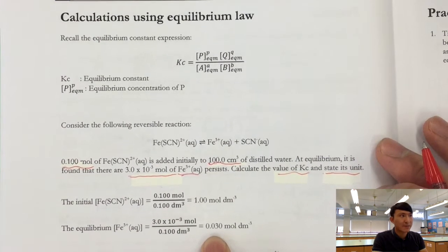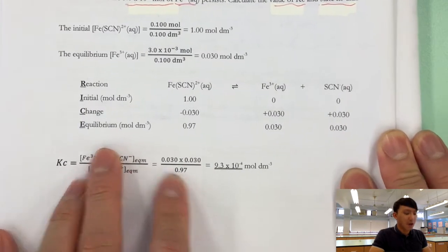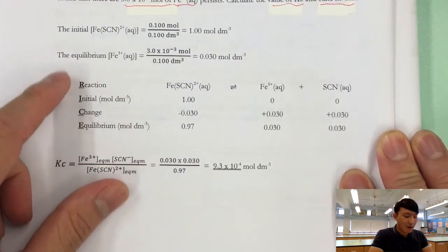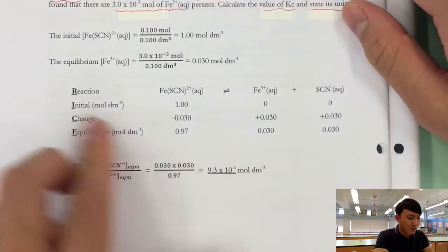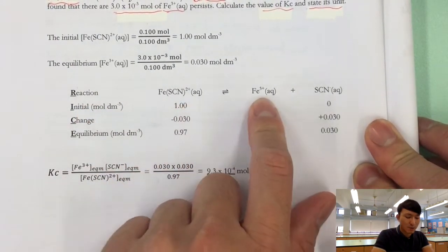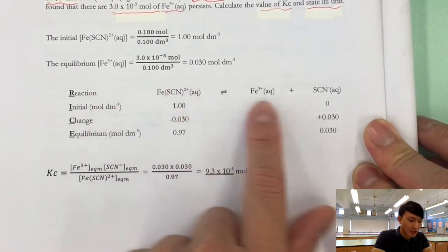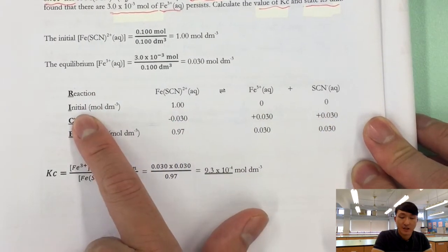Now, the next step is very important. The next step is you're going to use this table, and I will call this one a RICE table, R-I-C-E. Now, R stands for reaction. It will be best if you can copy the equation once more down in this empty space. So this R stands for reaction. Now, I stands for initial.